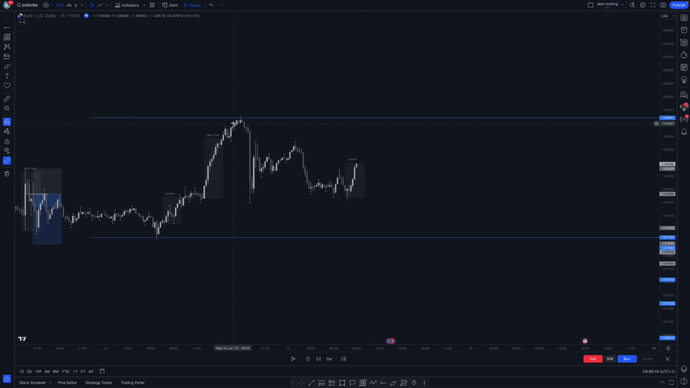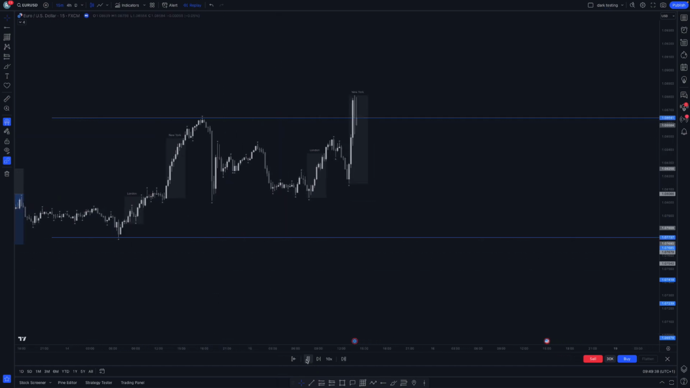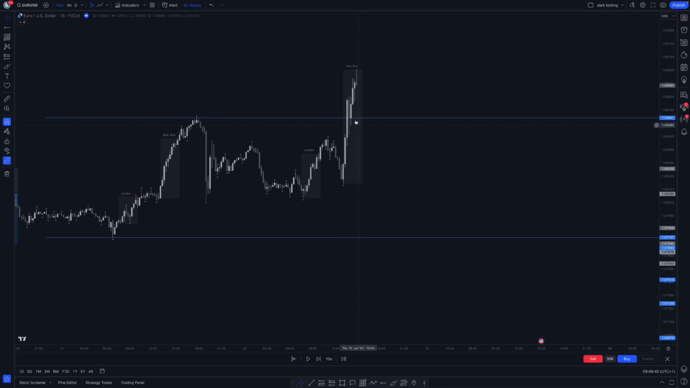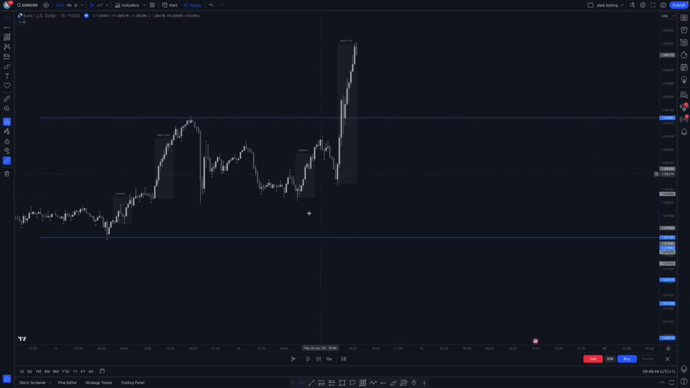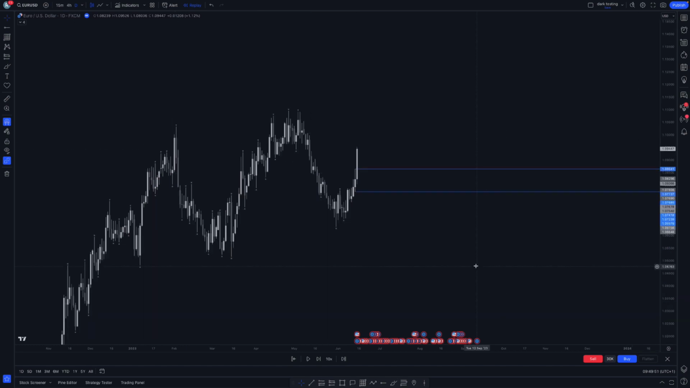So during London, again, we're still within this range, not looking for any trades. New York does take the previous daily high, but there are no trades on this day right here. No displacement to the downside after the take of liquidity. So now what we can do is go to the next day.